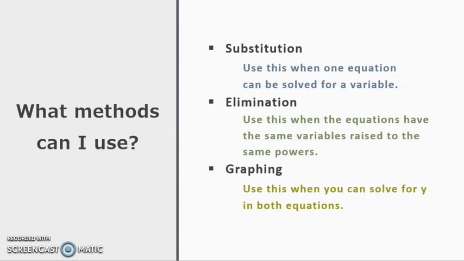The first one, substitution, we use this when one equation can be solved for a variable, or you can solve for an expression that shows up in the other equations. For example, if both equations have an x squared, you'll get the x squared alone in one equation and then substitute into the other.